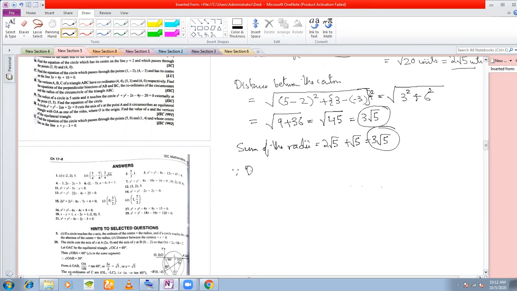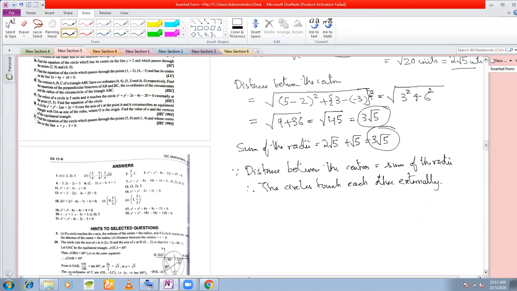So since distance between the centers is equal to sum of the radii, therefore the circles touch each other externally. Okay, so that is how we do this sum.